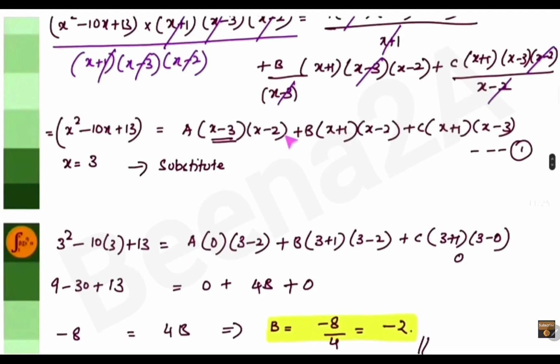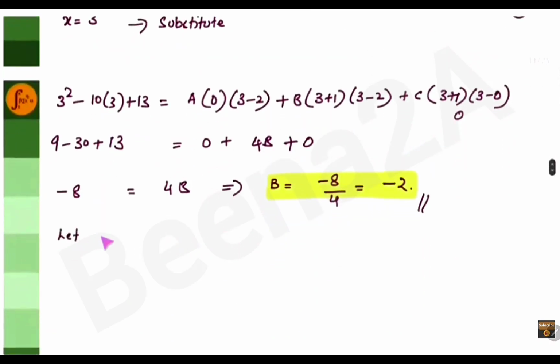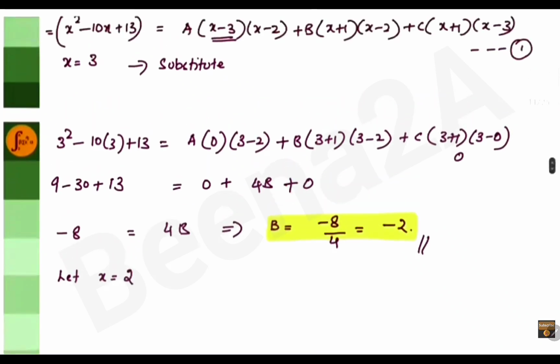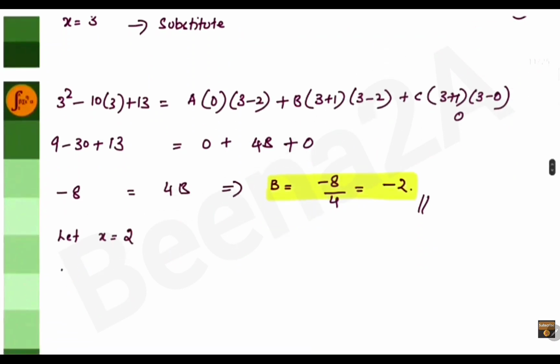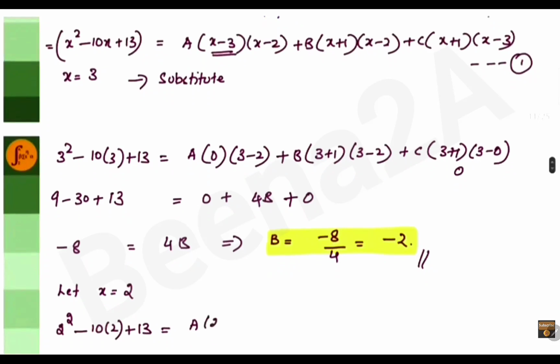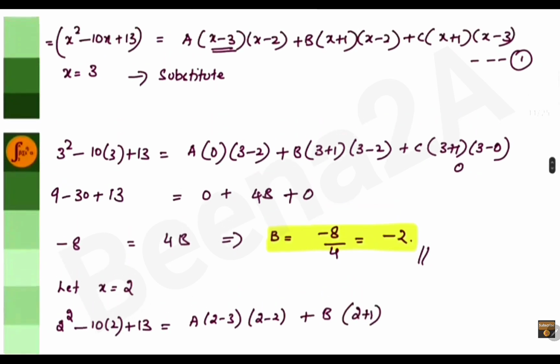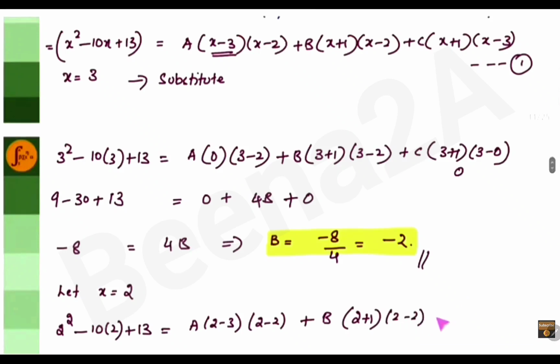Now we'll take the second term, which is x minus 2. Now we'll assume x is equal to 2. So let x is equal to 2. Now take 2 and substitute in this entire equation 1. So we'll get 2 square minus 10 into 2 plus 13 is equal to a into 2 minus 3, 2 minus 2, which is 0, plus b into 2 plus 1 into 2 minus 2 plus c into 2 plus 1 into 2 minus 3.